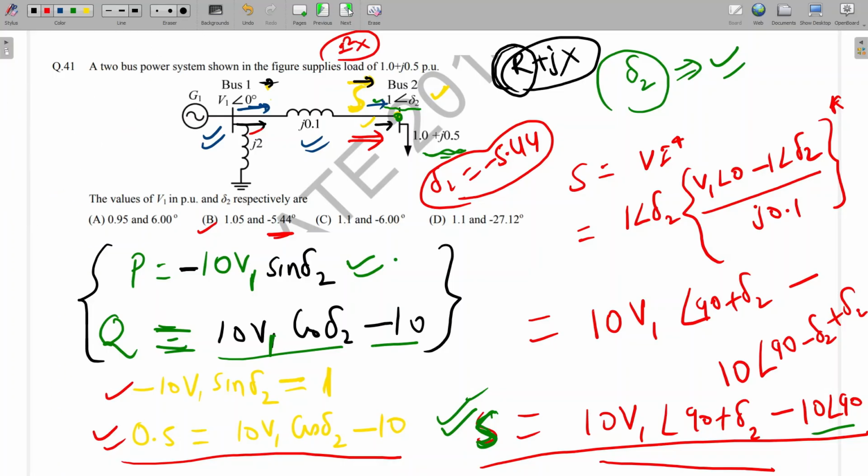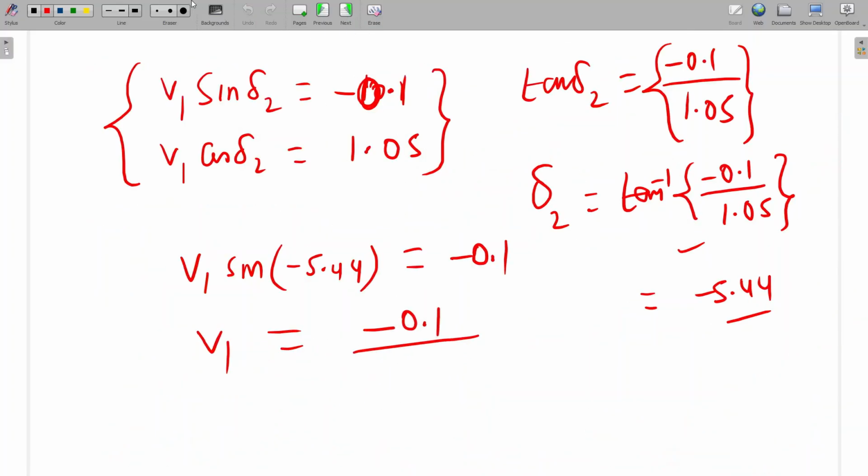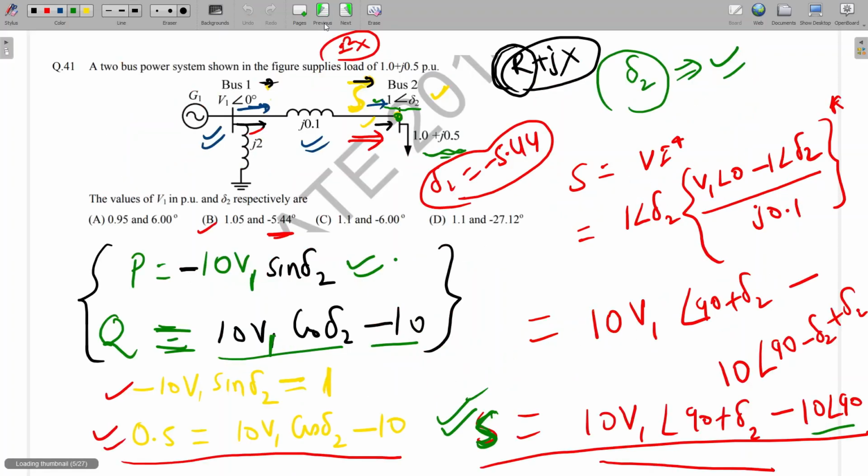So here it will be divided by sin of minus 5.44. How much will it be? Minus 0.1 divided by sin of minus 5.44. How much? 1.0548. Yes, correct. So this will be the answer, 1.0548.